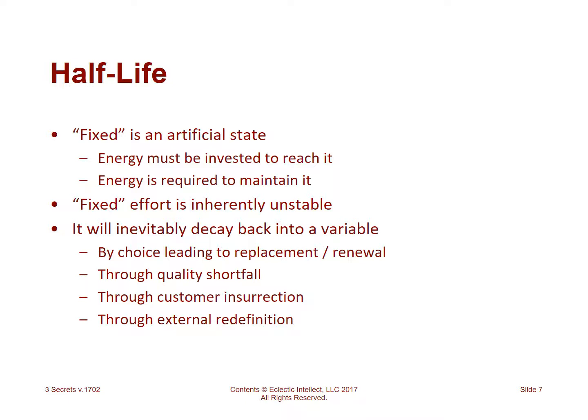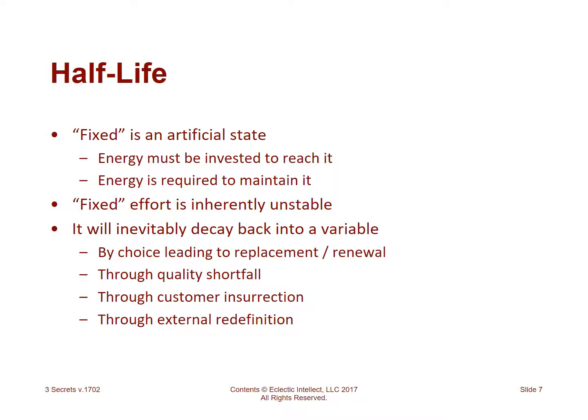Examples would be the primary interface and function of an online software package is working great, but somebody isn't smart enough to encode the hash or hash the keys on the system, and it makes it vulnerable to a 90 million account hack or something like that. Those are the kinds of quality shortfalls that are extremely expensive but result from an artificial sense that you're controlling everything when in reality you are not. Anyway, you can also end up with customer insurrection as a result of that, and sometimes external redefinition.